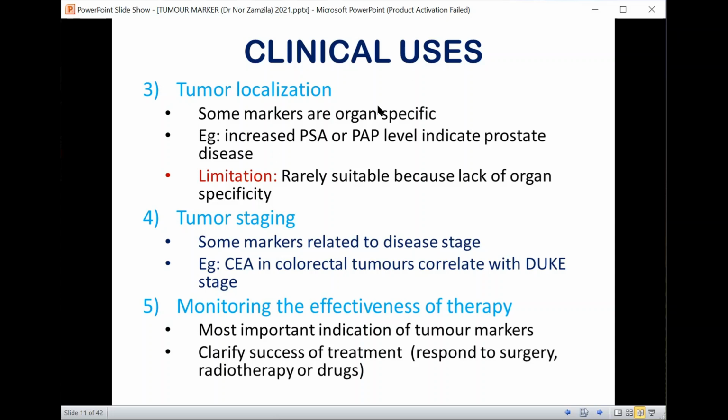And other uses of tumor marker is for tumor staging. Some tumor markers are related to the stage of the cancer. For instance, the CEA in colorectal cancer correlates with the Duke stage.